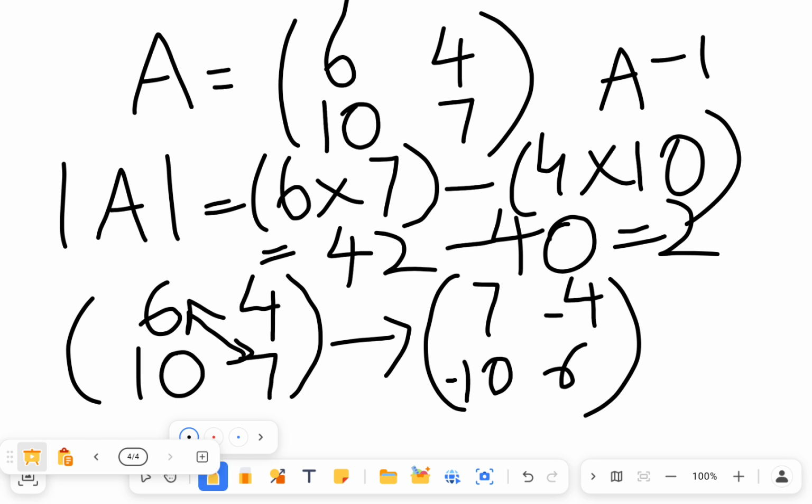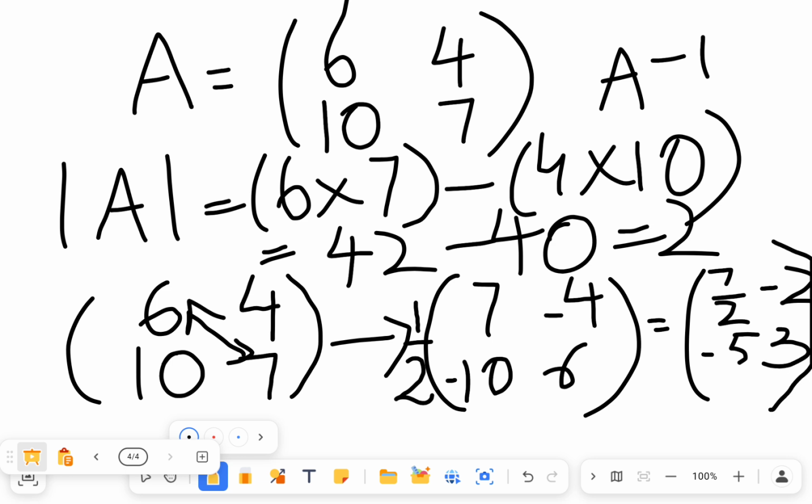Next step is I multiply this with the reciprocal of the determinant. And the determinant is 2. So what is the reciprocal of the determinant? The reciprocal of the determinant will be 1 by 2. So I multiply 7, minus 4, minus 10 and 6 by 1 by 2. So what is the matrix that I get? I get 7 by 2, minus 5, minus 2 and 6 divided by 2 is 3. So this is the inverse of the matrix A.